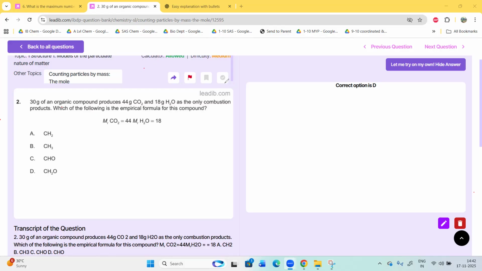Hello friends. So this is the combustion analysis question. So we'll write the equation for the combustion reaction first.